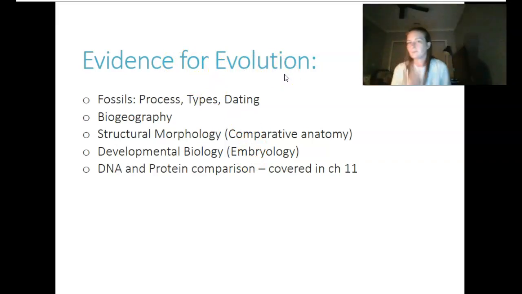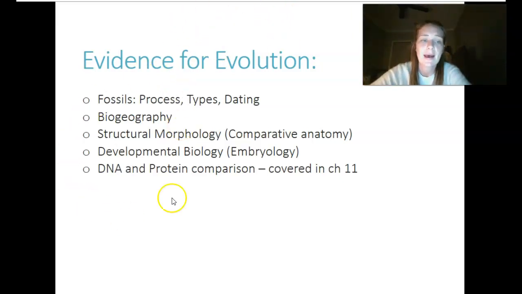Next week, similar sort of idea. But we're looking at something a little bit more concrete and something that we can calculate and use to determine how alike two species are through DNA and protein comparisons. So that's what we're going to focus on for Chapter 11 next week. But just for this week, looking at our evidences for evolution.